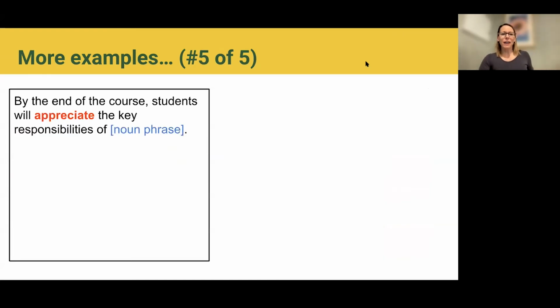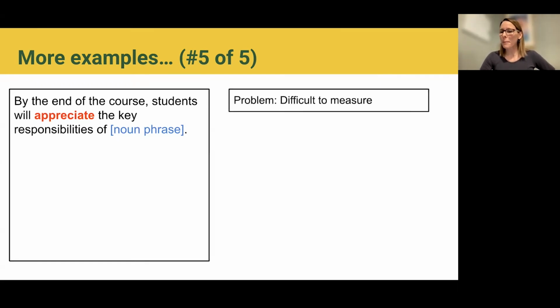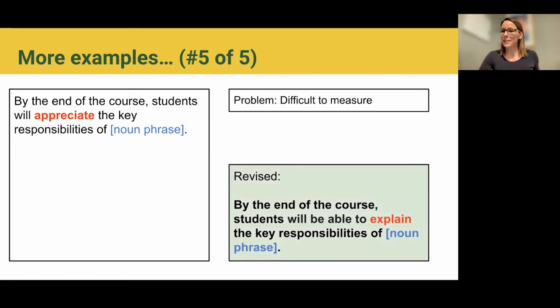And then 5 of 5, I've just used another one of those dirty dozen verbs that are hard to measure. By the end of the course, students will appreciate. How do you know that they appreciate? How are they going to show their appreciation? Maybe they're going to explain or reflect or do some kind of communicating to you through text or audio to show that they are appreciating something.